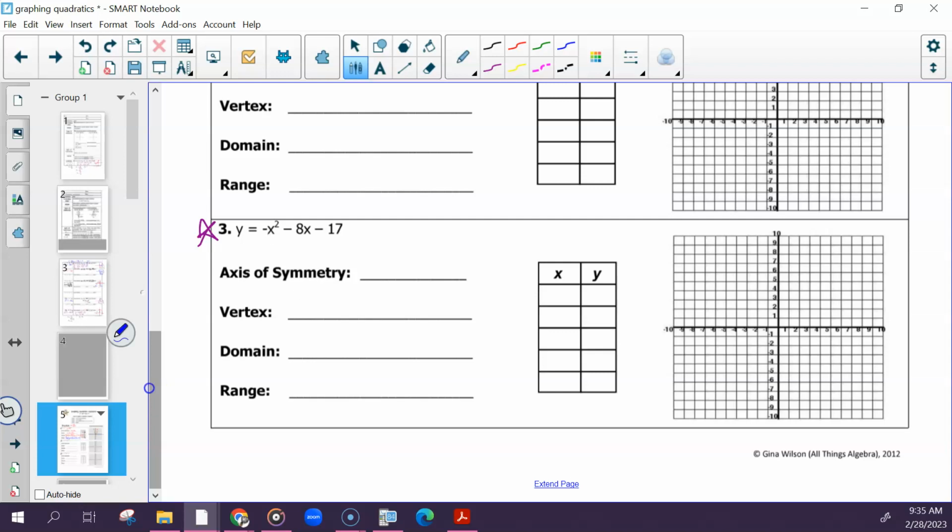First, is this going to open up or down? Down. So our vertex is going to be a maximum or a minimum? Maximum. Just information to know. If you know that and you start graphing it the wrong way, that should tell you something's off. I missed something. Maybe I forgot to put in a negative.